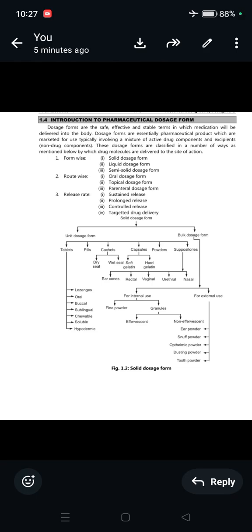Unit dosage forms are classified as tablets, pills, cachets, capsules, powders, and suppositories. Then cachets are classified as two types, namely dry seal and wet seal.